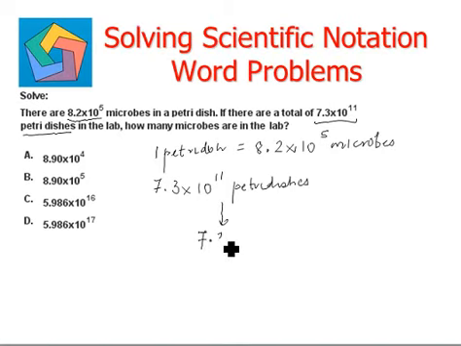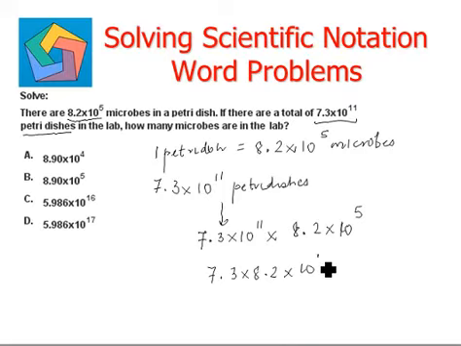7.3 into 10 to the power of 11 times 8.2 into 10 to the power of 5. So this is what we have. So we'll put the numbers together, that is 7.3 into 8.2 into 10 to the power of 11 times 10 to the power of 5. So 7.3 times 8.2 is 59.86, and this is 10 to the power of 11 plus 5 is 16.